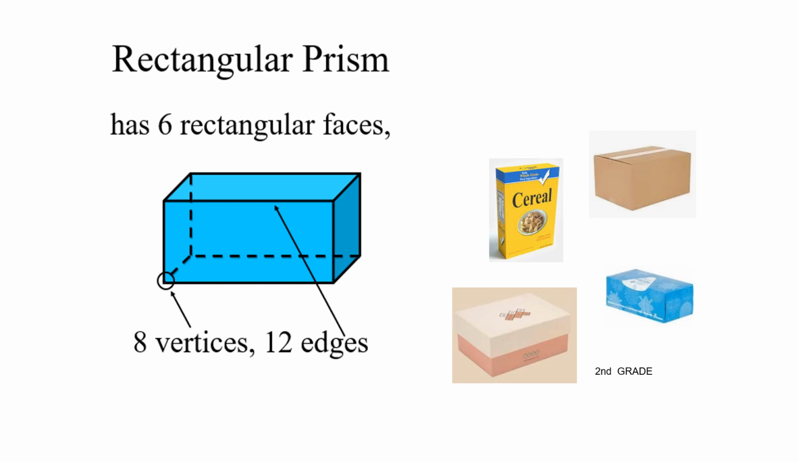While you are at home today, see if you can find some examples of rectangular prisms. Some things that are a rectangular prism include a cereal box, a shoebox, a tissue box, and packing boxes. Rectangular prisms come in many different sizes.